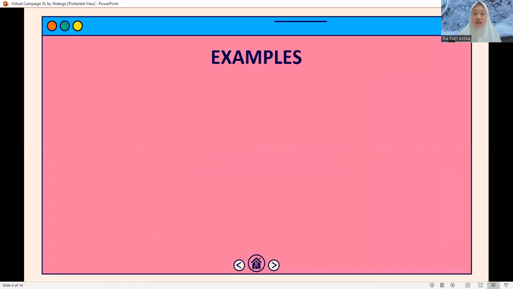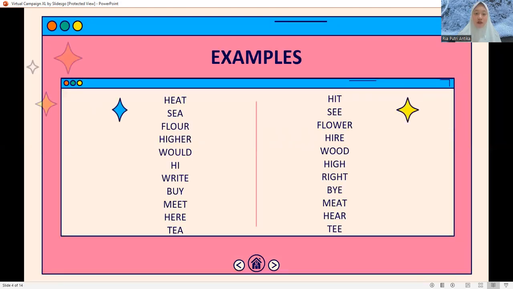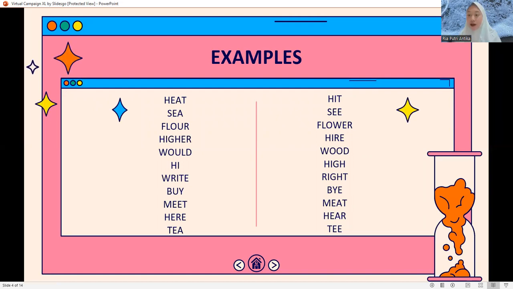And here are the common examples of homophones. You can repeat after me if you want to try. Hot and heat. Hit is like panas, and hit is memukul. See the difference, right? The meaning is really different. Sea and see. Flower and flour. Higher and hire.